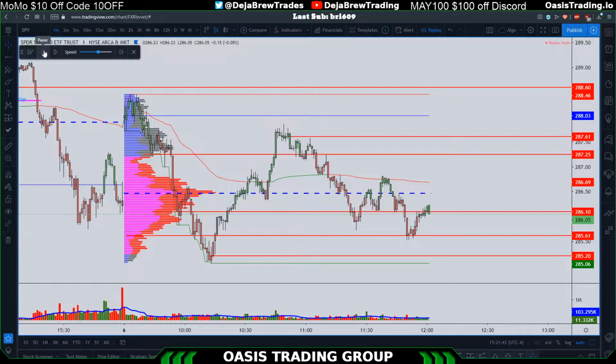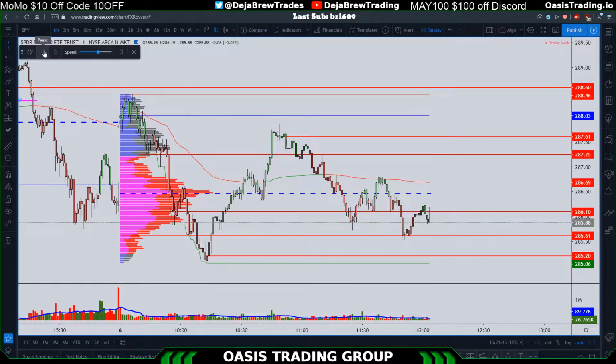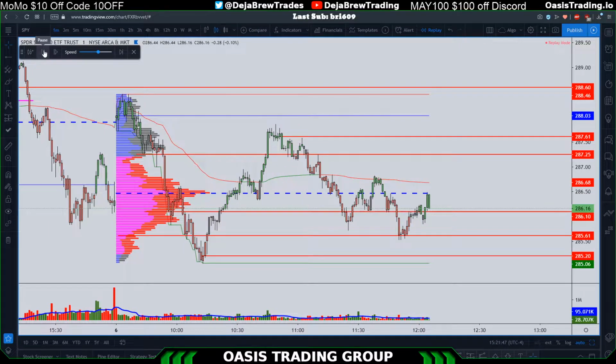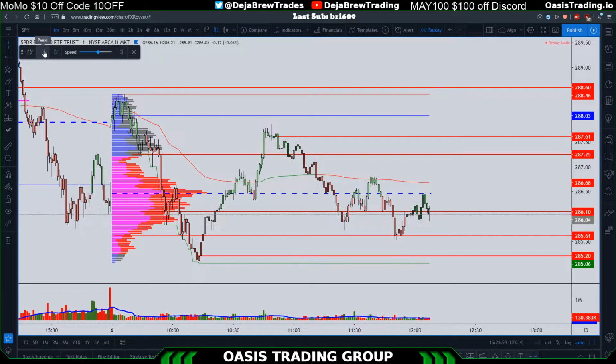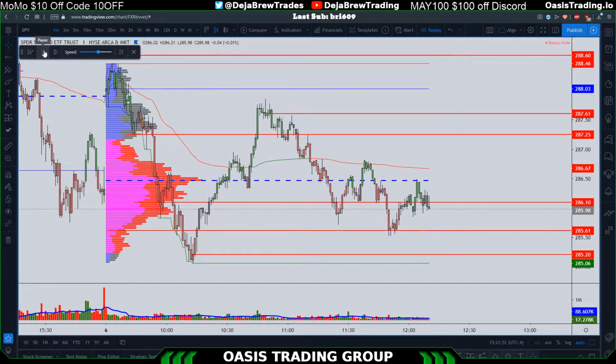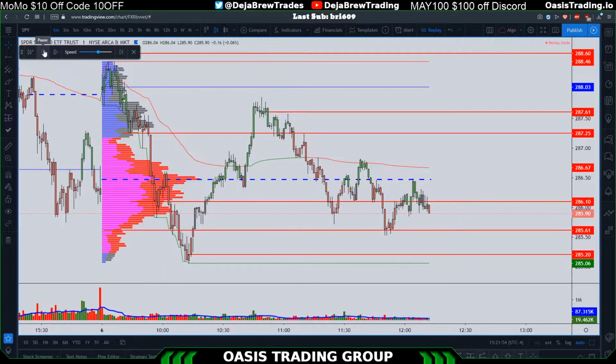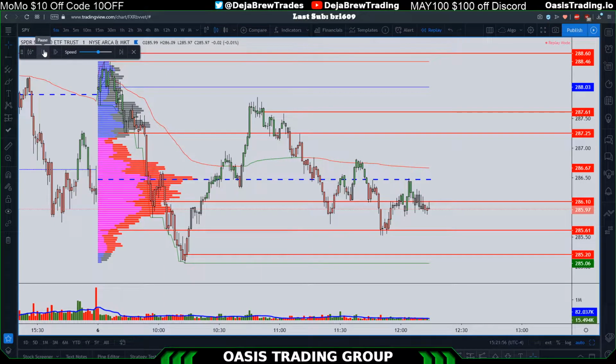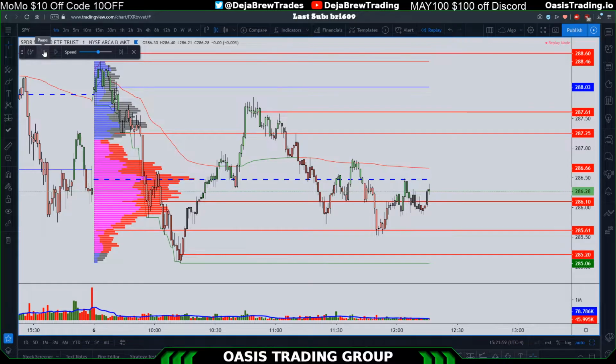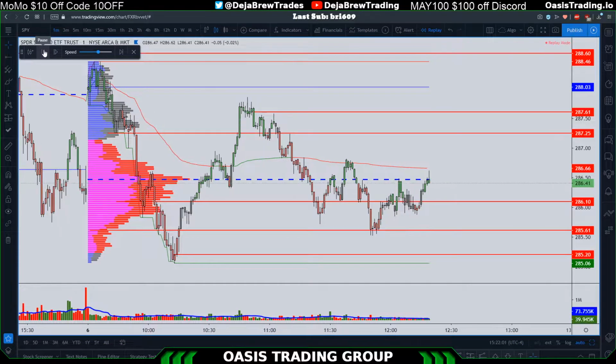Your first target is already hit, that little gap. You're starting to come back towards your entry. There's your second target, POC. You're still green. Now you're starting to pull back a little bit. There you go, you're green again.